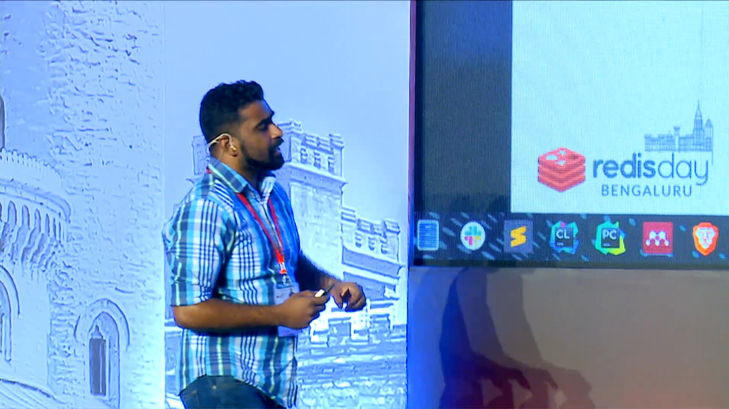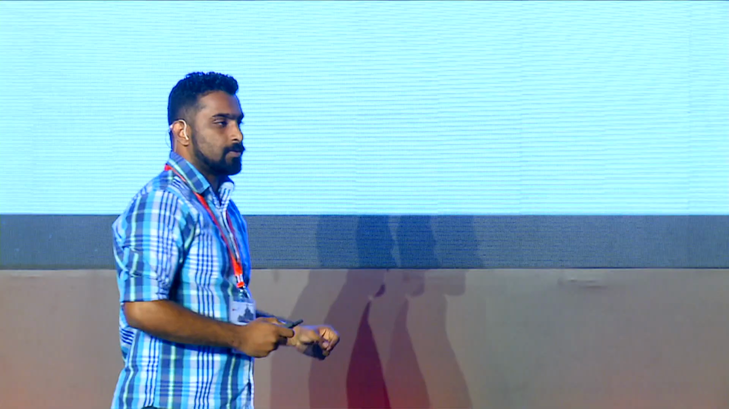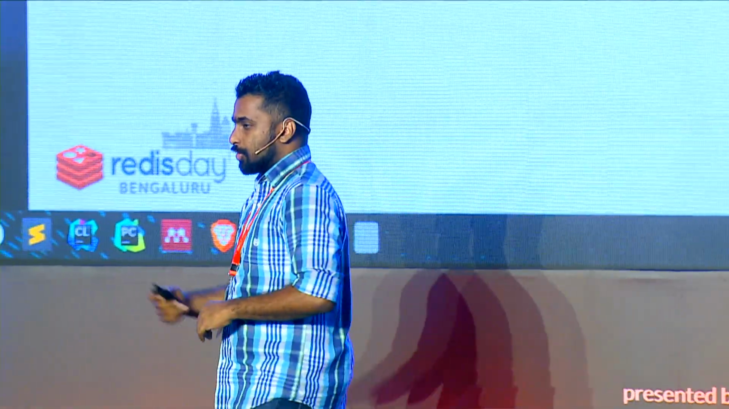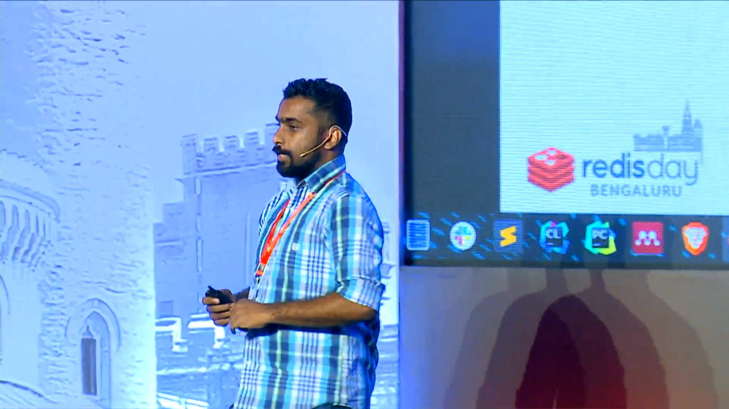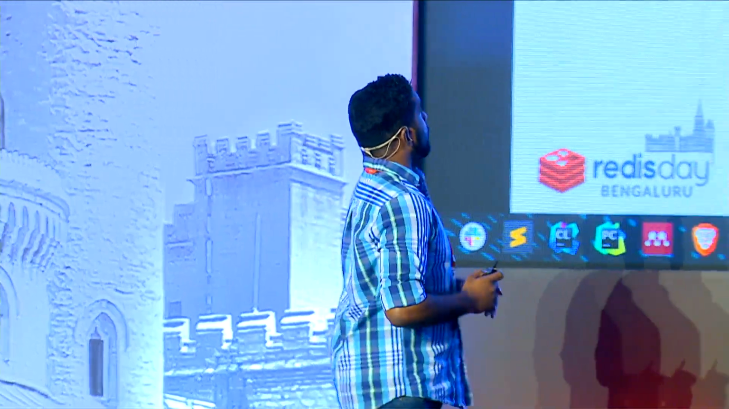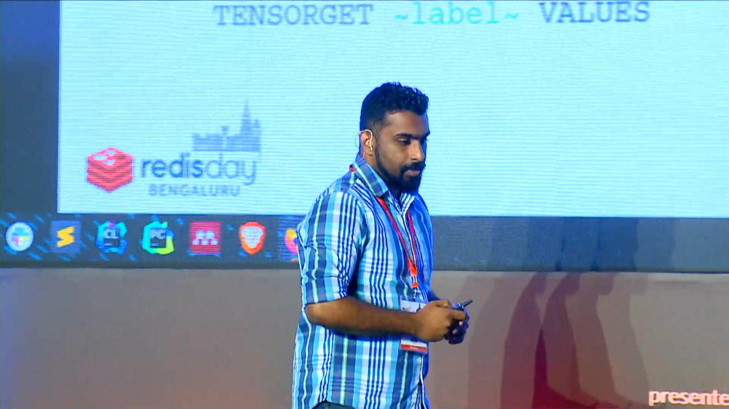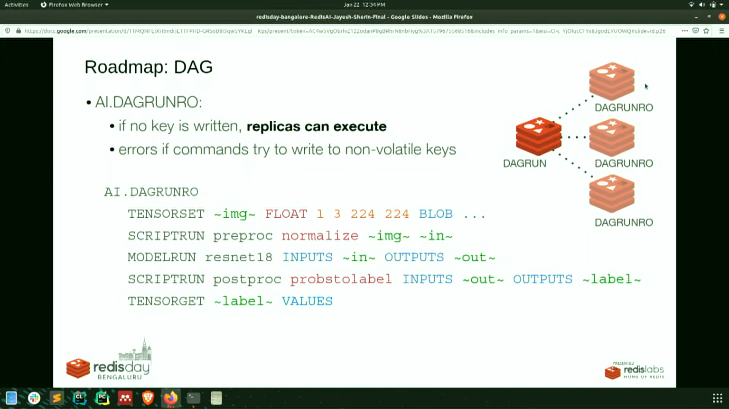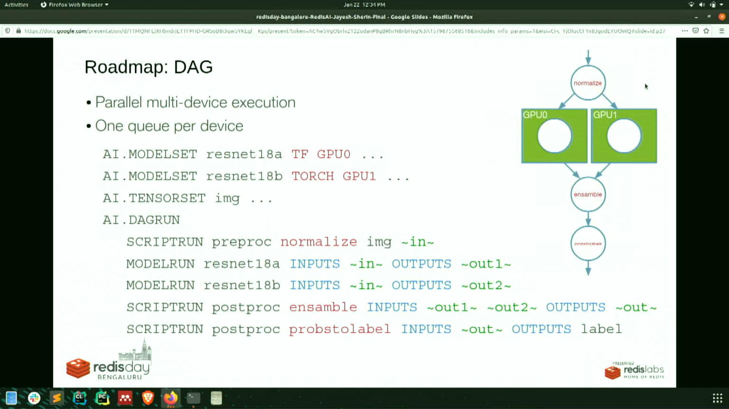So it doesn't touch the key space. Since it doesn't touch the key space, you can essentially run the models on your master replica, because you're not writing to the machine, you're just executing and getting the data back, right? Yeah, this is where I said replicas can execute. Since you're not writing to the system, you can make use of your replicas as well.